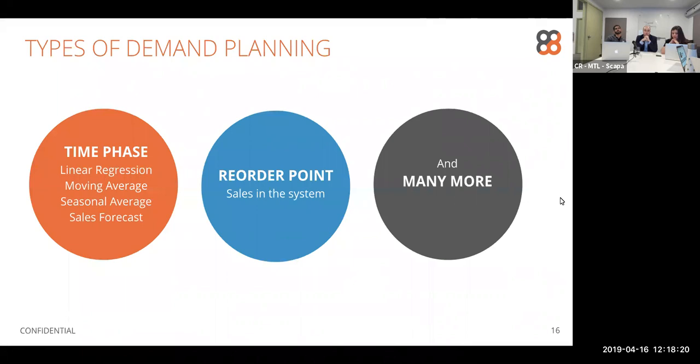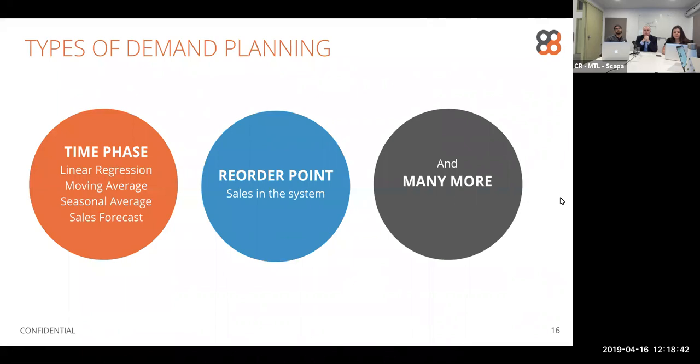Your sales forecast takes your actual sales in the system and your future sales, and calculates how much you're planning to sell. You can also allocate a growth rate to it, or any other information you want to adjust, and that's how you project your demand.